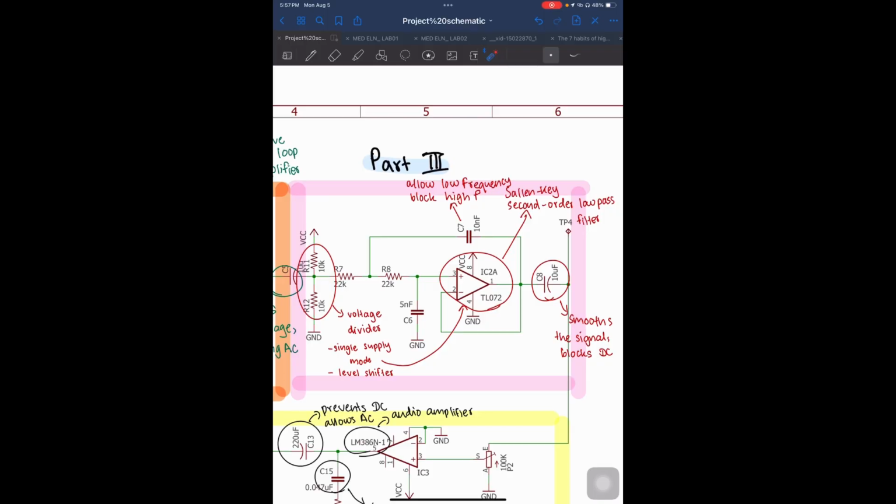For stage 3, capacitor C5 blocks DC, allowing AC signals through. A voltage divider R11 and R12 provides single supply mode for the second TL072 and functions as a level shifter to make sure that there is no clipped waveform. The second IC2A functions as a Sallen-Key second-order low-pass filter consisting of two low-pass RC networks. Capacitor C7 shapes the response near the bandpass edge, allowing low frequency and blocking high frequency. Capacitor C8 smooths the signal and blocks DC.